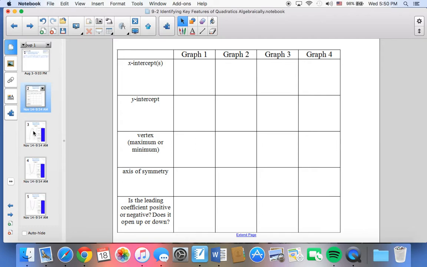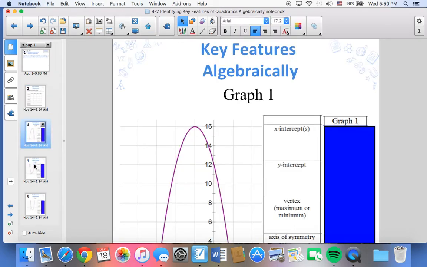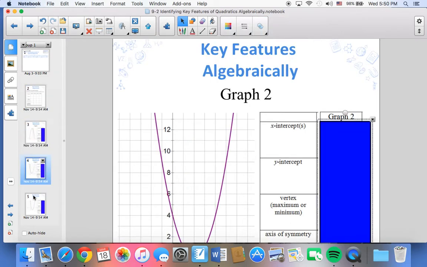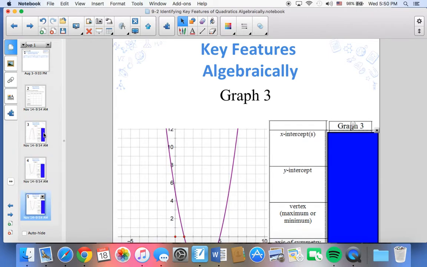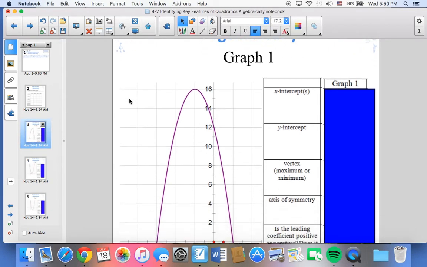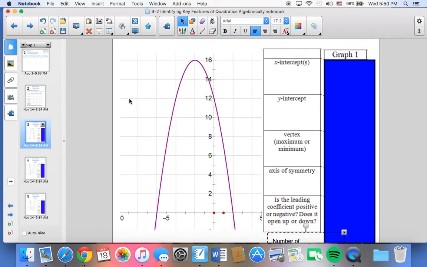Okay, so you have your notes. If you brought your packet home with you, it's in your packet. It's the second lesson. If you didn't bring your packet home, there's a link to the notes that you can either print out or just follow along. So I'm looking for, it looks like this. And then there are four graphs, four parabolas that we are going to look at. So here are the four. We're going to start with graph number 1, and I'm going to go through graph number 1 with you.